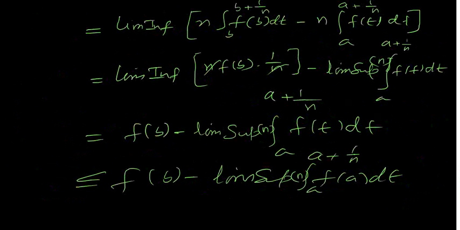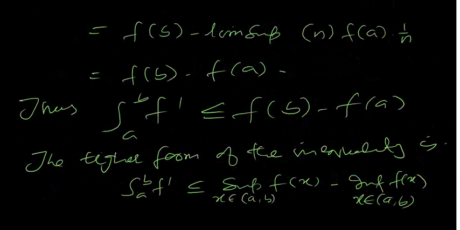That's the tighter form. In case our function is continuous at these endpoints, then this infimum will be equal to f of a and this supremum will be equal to f of b, because the function is monotonic and increasing. Then we get this inequality. This is a tighter form, because f of b may not be the supremum of f of x over the interval a to b, but the supremum is always less than or equal to f of b, and the infimum is always greater than or equal to f of a. So this is the tighter form of our inequality.